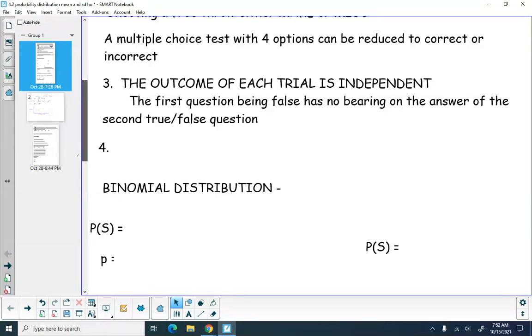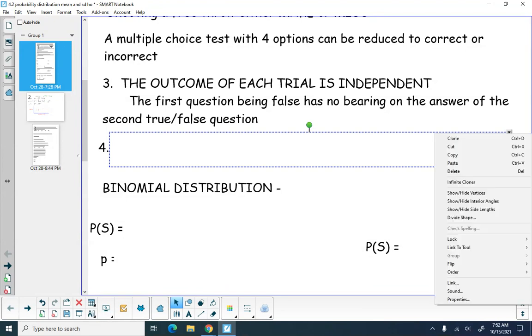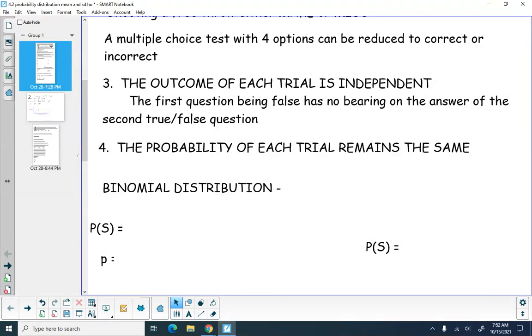And the last one. The probability of each trial remains the same.